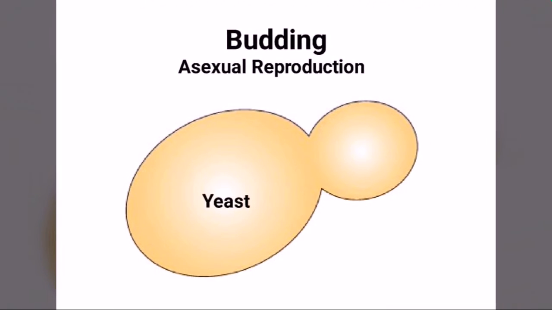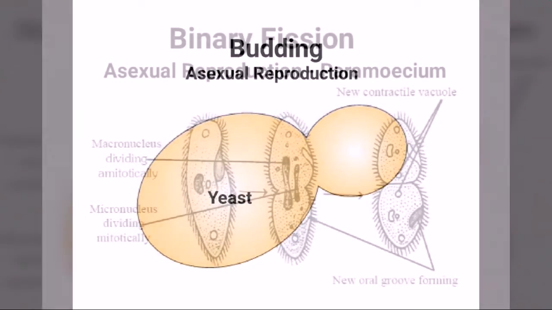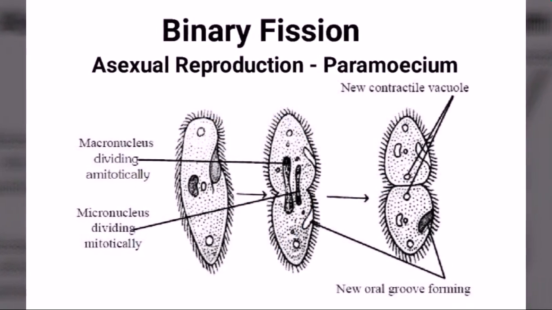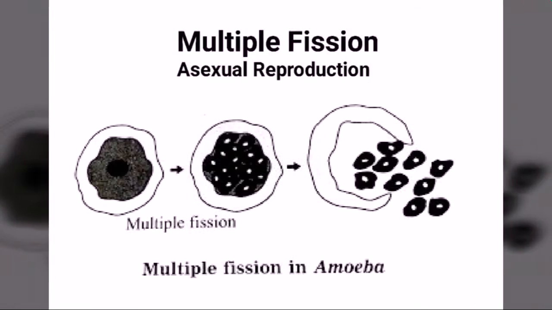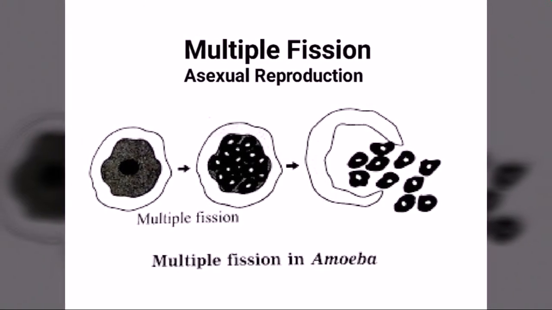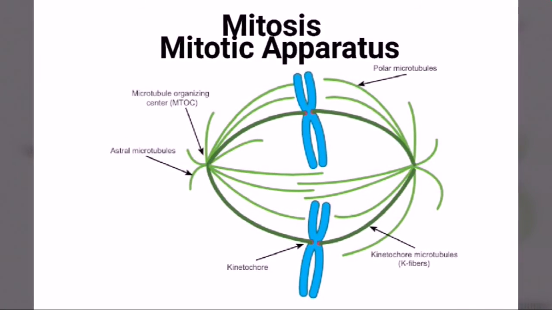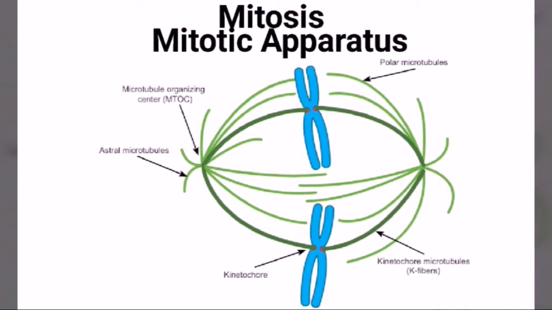Budding, an asexual mode of reproduction, is seen in yeast cells. Binary fission is seen in Paramecium, a kind of asexual reproduction. Multiple fission is also a kind of asexual reproduction in amoeba. Mitosis with mitotic apparatus is seen in all protist organisms.